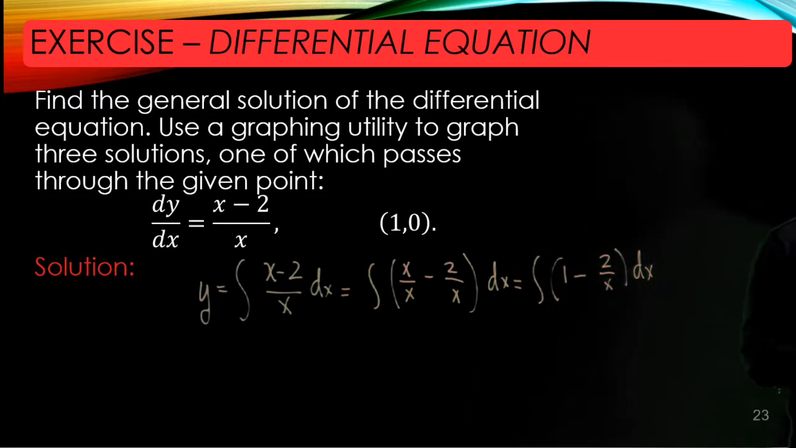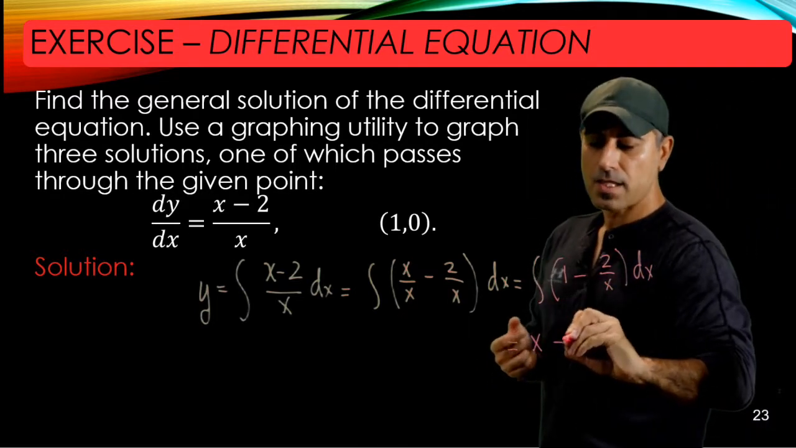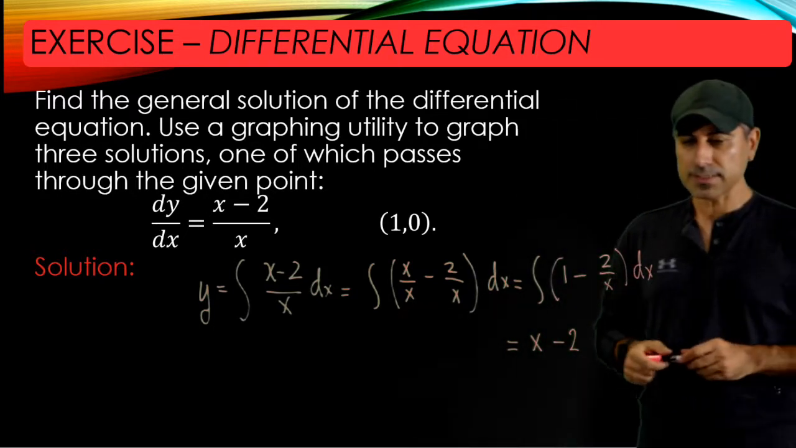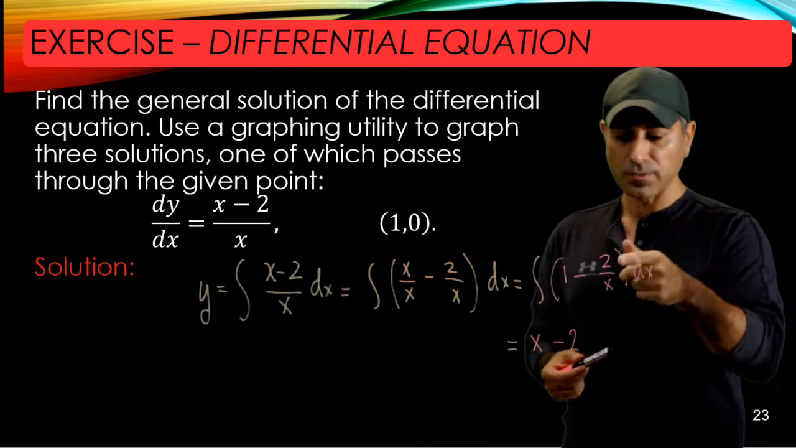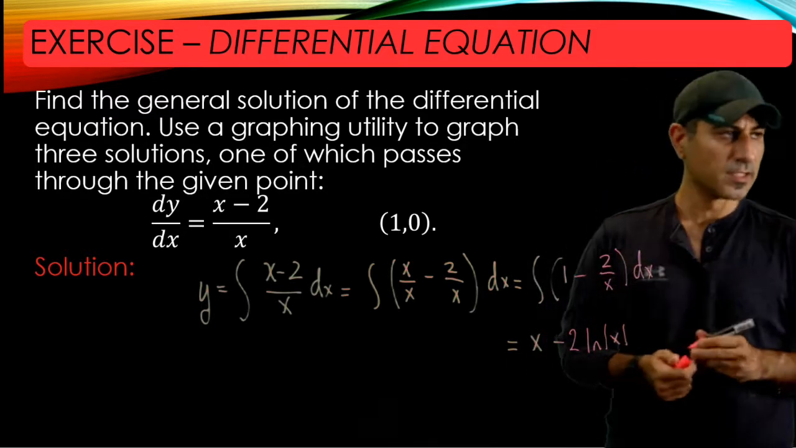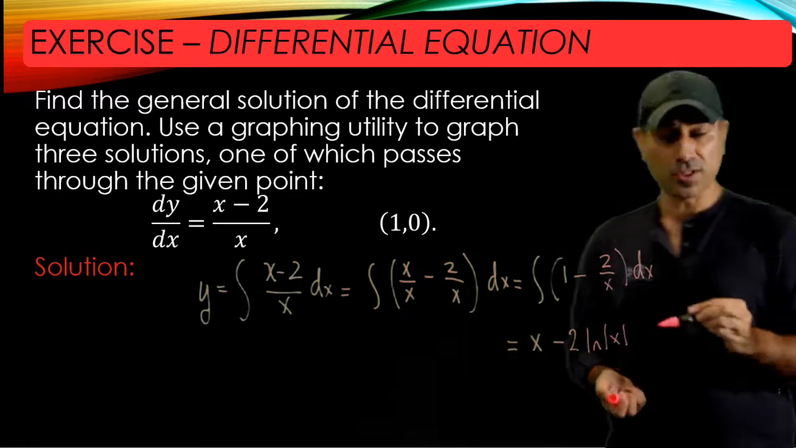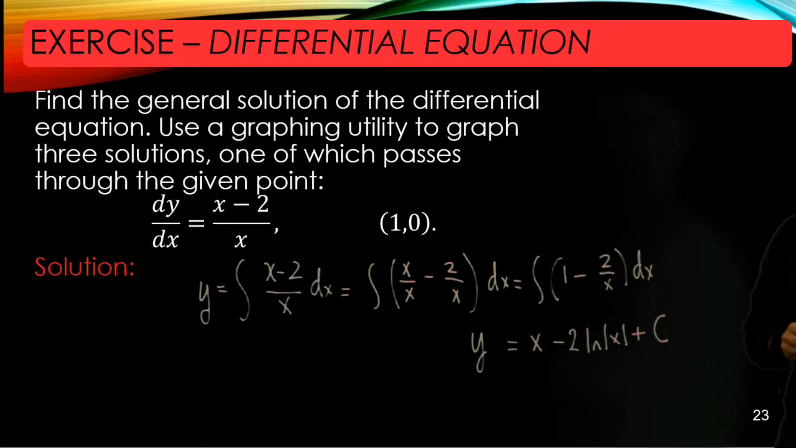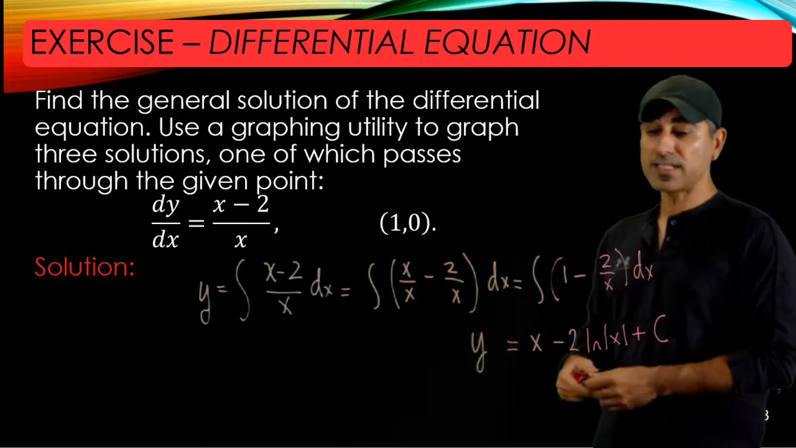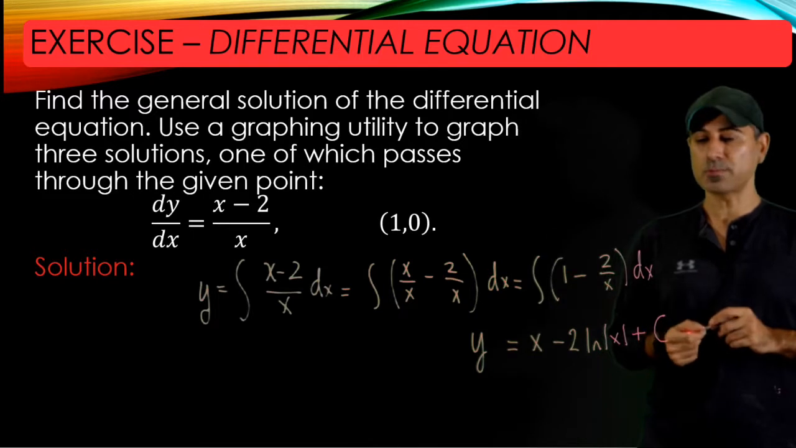In that regard, 1 has the antiderivative x, and then 1 over x, because of the log rule that we learned in this section, the integral of 1 over x is ln absolute value of x, and 2 is just a multiple, so I just carry that forward. And then we don't forget to add an integration constant. The antiderivative of dy over dx is y, and y is equal to x minus 2 ln absolute value of x plus c.